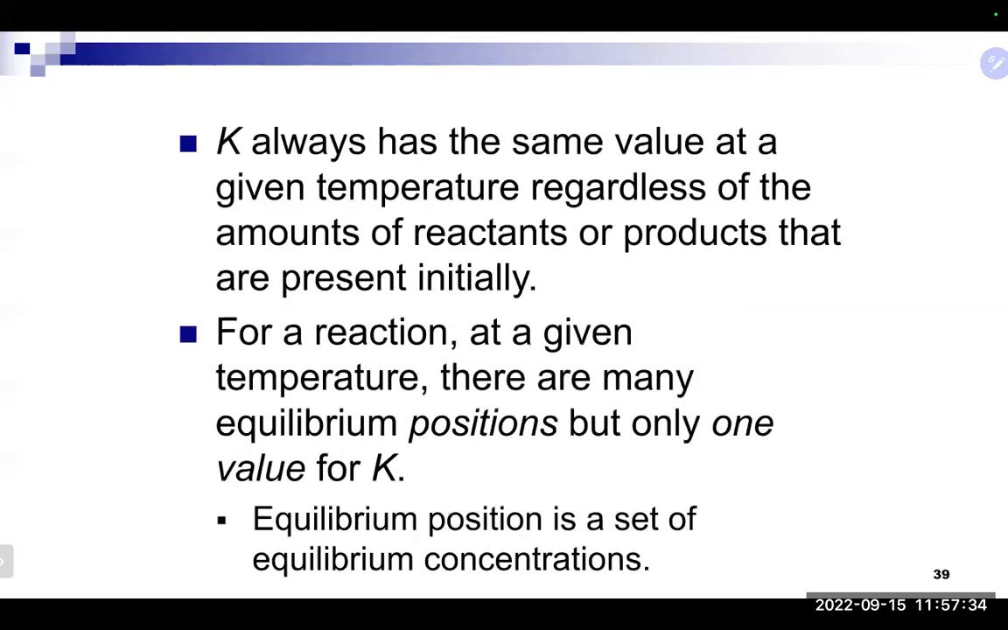K always has the same value at a given temperature, regardless of the amount of reactants and products. And as I mentioned a couple of times, that is kind of hard for people to visualize, because logically speaking, we think, well, I started with a lot more reactants in this run versus on the second run, I didn't use as much. How can I get the same value?